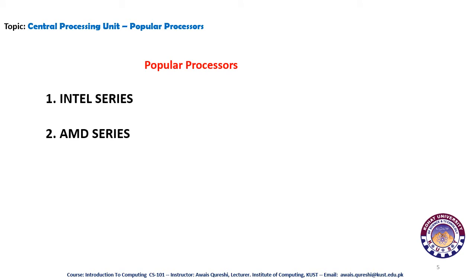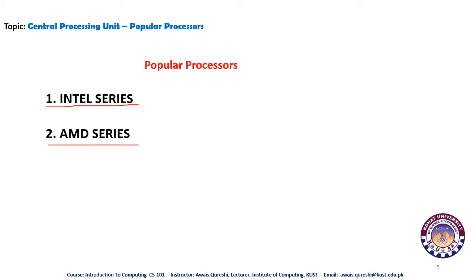So let's talk about popular processors. When you go to the market, you will see two series of processors that are very popular. One is Intel, which is the most popular and has a very big market share in the computing industry. The other one is AMD.